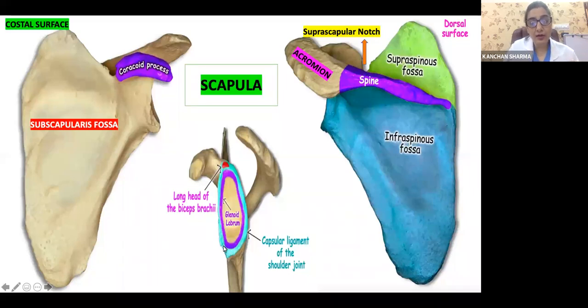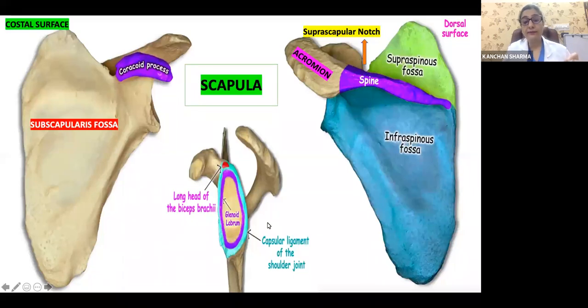And this glenoid has got a fibrocartilage. What you are able to see in your purple color is your labrum. What is labrum? This is just a fibrocartilaginous rim which is present there around the glenoid, okay? And on the top of that, you're going to have your capsule, fine?